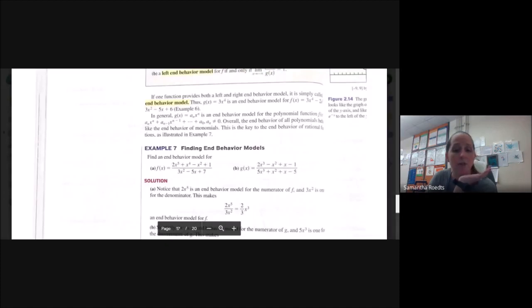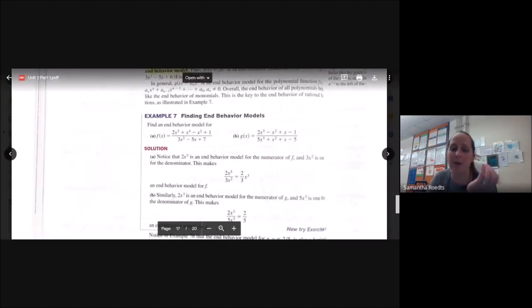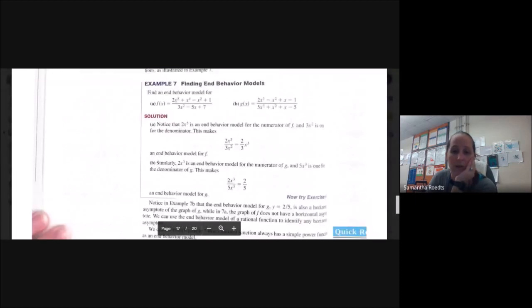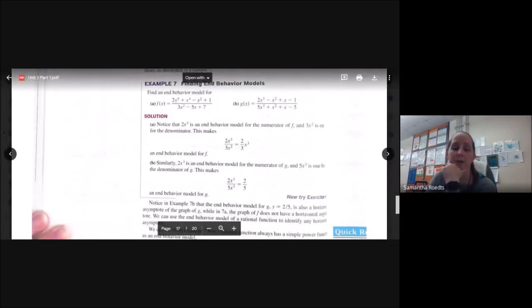So 2x to the fifth over 3x squared becomes 2/3 x cubed. That's my end behavior model for f. The same thing I can do for g of x. I have 2x cubed over 5x cubed. I simplify them. It's 2/5. Okay, so that's the end behavior model for g of x.